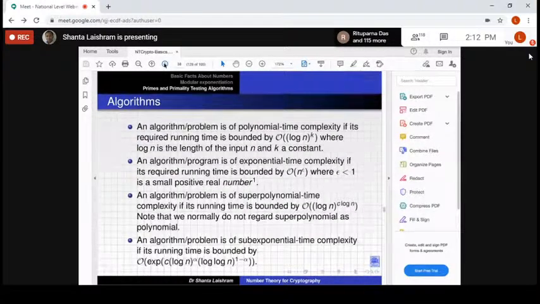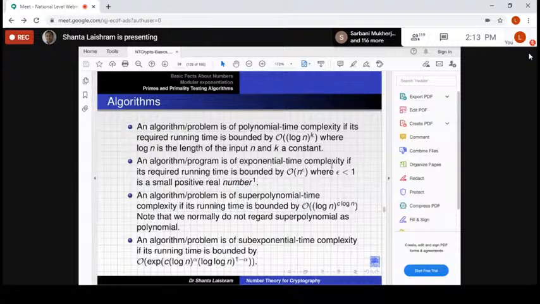So of course all of you are familiar, but I just want to tell you that there are different kinds of algorithms. So you have an algorithm of polynomial time complexity if the running time is bounded by order of (log n) power k, where log n is the length of the input n. So when n converts to binary, the length is log n, and k is some constant. It's a polynomial in log n, then it's called polynomial time complexity.